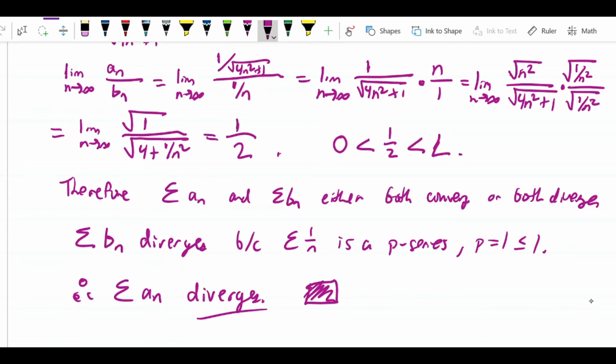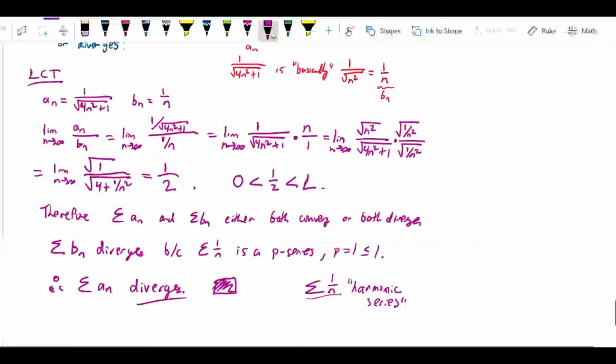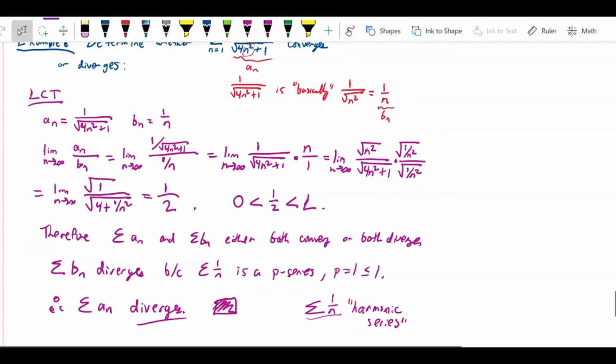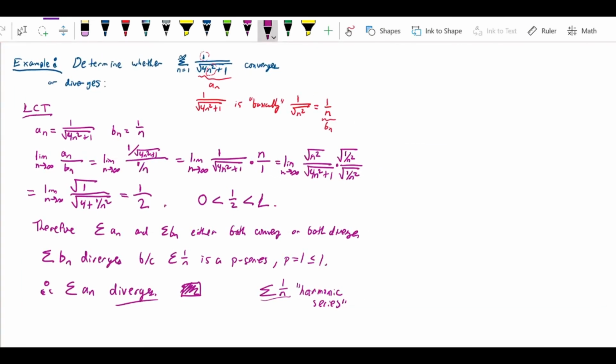By the way, you'll learn in the textbook that this series is called the Harmonic Series. And it's just as correct to say that the harmonic series diverges as it is to call this a p-series with p equals 1. So anyway, this is a proof under the LCT that the given series diverges.